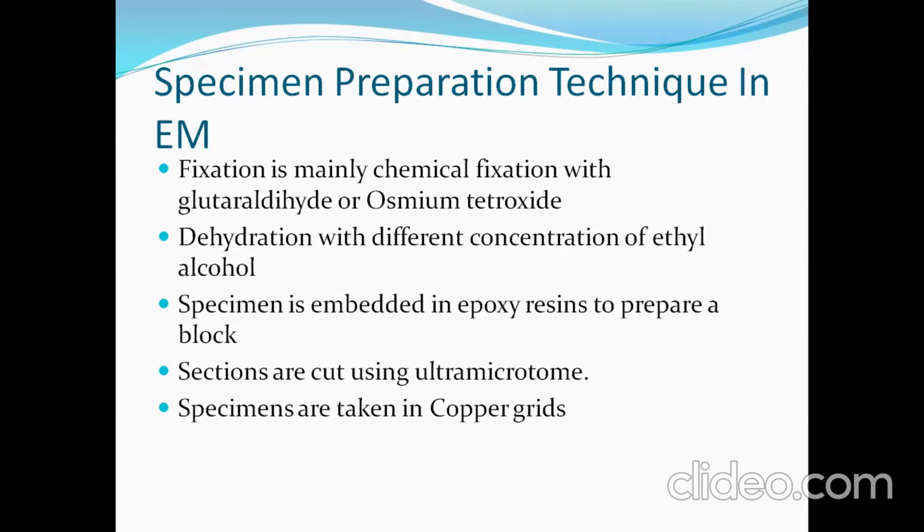And here also, as with plant or animal material in the light microscope, we are using different concentrations of ethyl alcohol. By increasing the concentration of ethyl alcohol, we dehydrate the material. Then the specimen is embedded in epoxy resins to prepare a block. If sectioning is required in electron microscopy, we cannot hold a bacterium to cut sections, right? So we have to prepare certain blocks where the specimens are embedded, and after that we cut the sections.